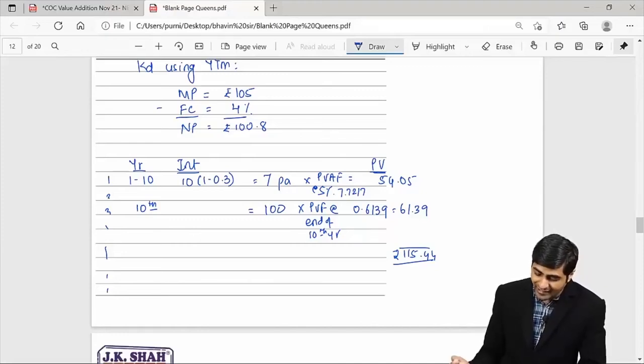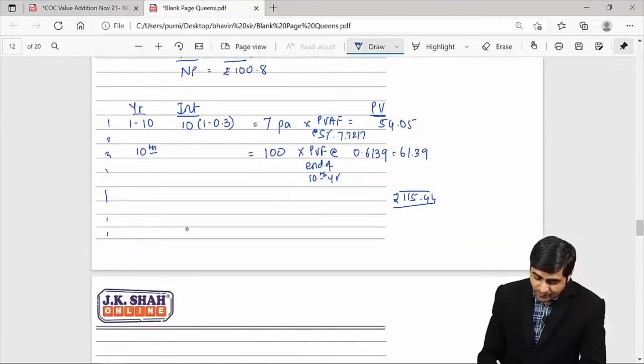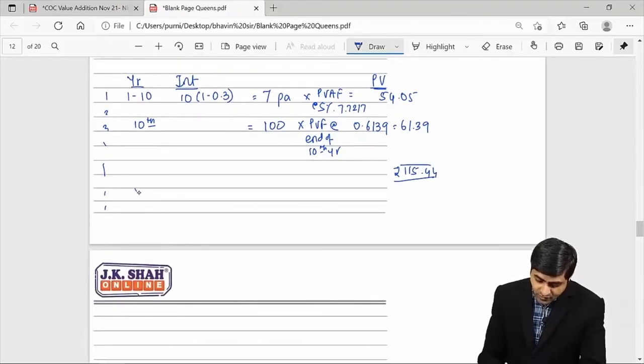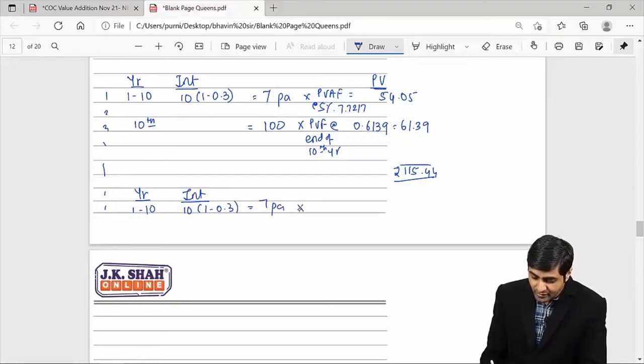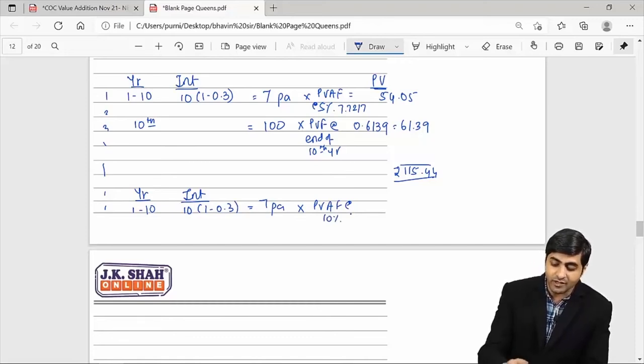So let me now try at 10% and check. So now for year 1 to 10, let us try the interest, which is 10 into 1 minus 0.3, that is 7 per annum. Let us multiply that by the PVAF at 10%. So 1 divided by 1.1.